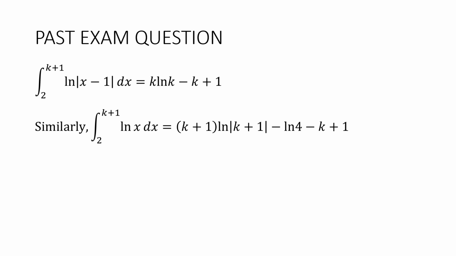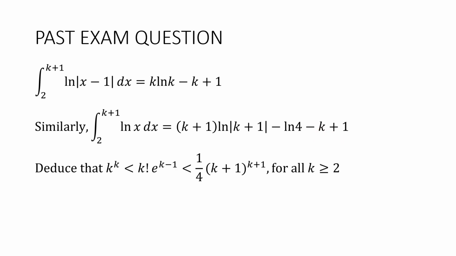Then we are given that the integral between 2 and k plus 1 of ln x dx is equal to k plus 1 ln k plus 1, take ln 4, take k plus 1. And we're asked to deduce that k to the k is less than k factorial e to the k minus 1 is less than a quarter k plus 1 to the k plus 1 for all k greater than or equal to 2.